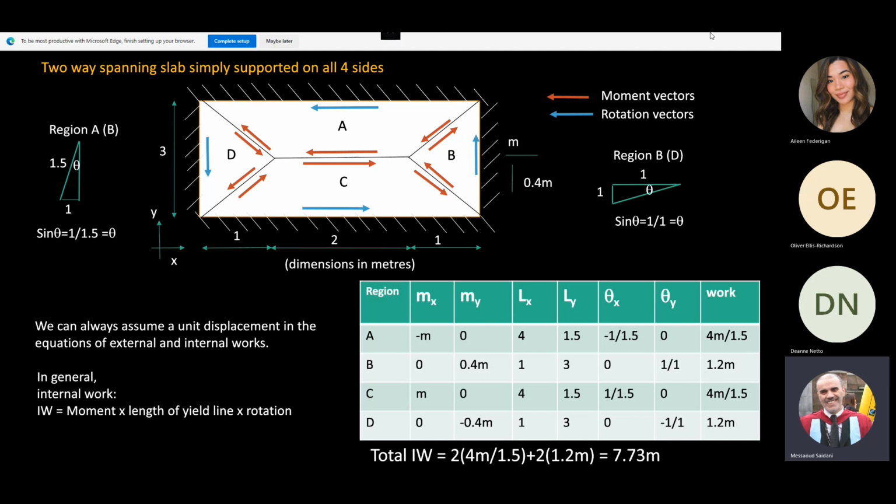Now let's look at the yield lines. We have this yield line, this one here, and this one here for region A. What is the direction of the moment along this yield line? What is the direction of the moment of resistance for region A? Is it going into the screen, or is it coming out of the screen? Into the screen.